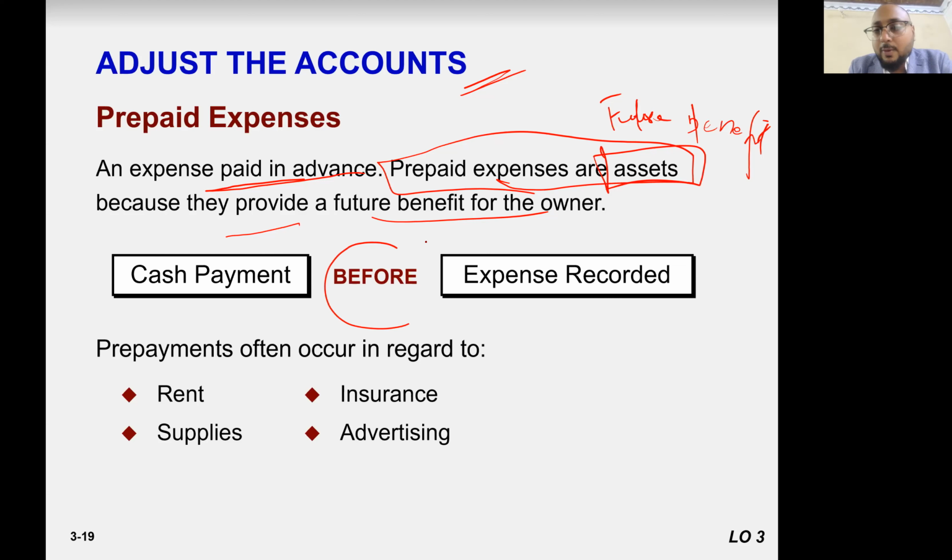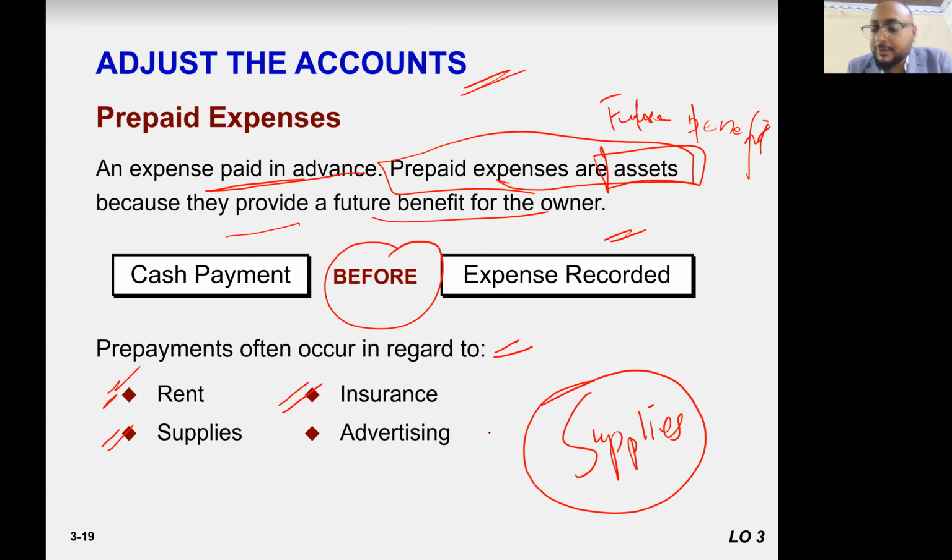So, cash payments before expense is recognized. The expense happens, you pay in advance. So these are the categories: prepaid rent, prepaid insurance, prepaid supplies. Normally, we don't write prepaid supplies, we only write supplies. Like office stationery, pen, remover, or tape, this kind of stuff. Some envelopes, tissues, right? The disposable cups. These are called office supplies or supplies.